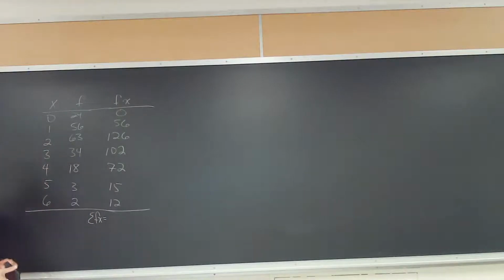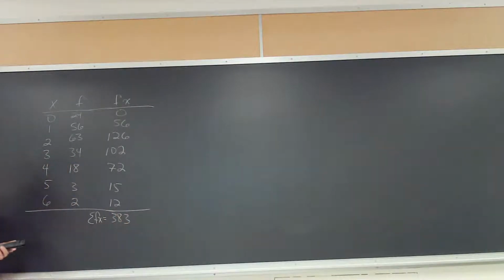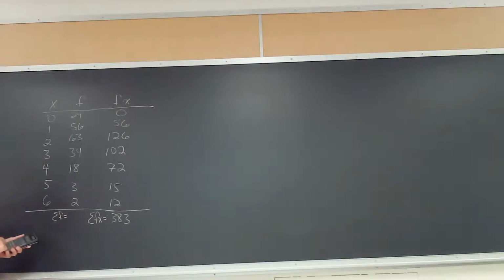Right, so I can add up that column to get the sum of all of our Fx's. All right, the sum of the f's represents our sample size. So I don't know what this is, but I bet it's going to be something even number, something that easily divides. Yep, 200. So sample size 200.